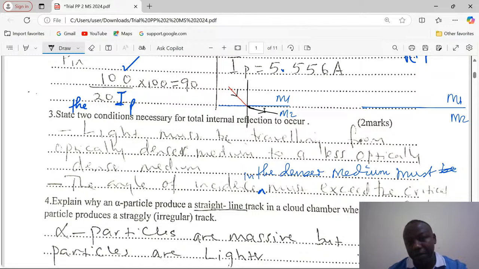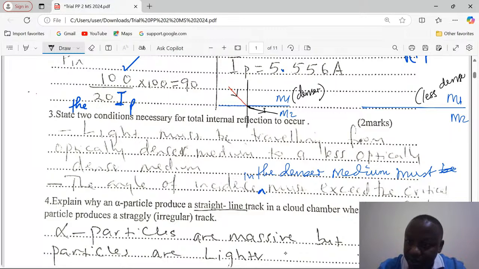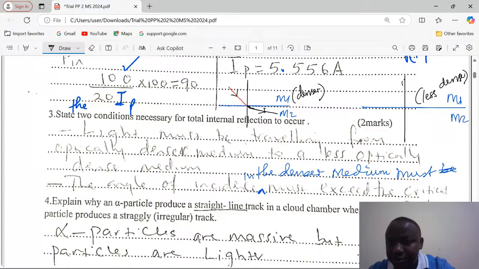Refraction would be away from the normal if this one is the denser. M1 is denser. But in this case, if M1 is less dense, then we will have a very different scenario. Let me do a normal there.